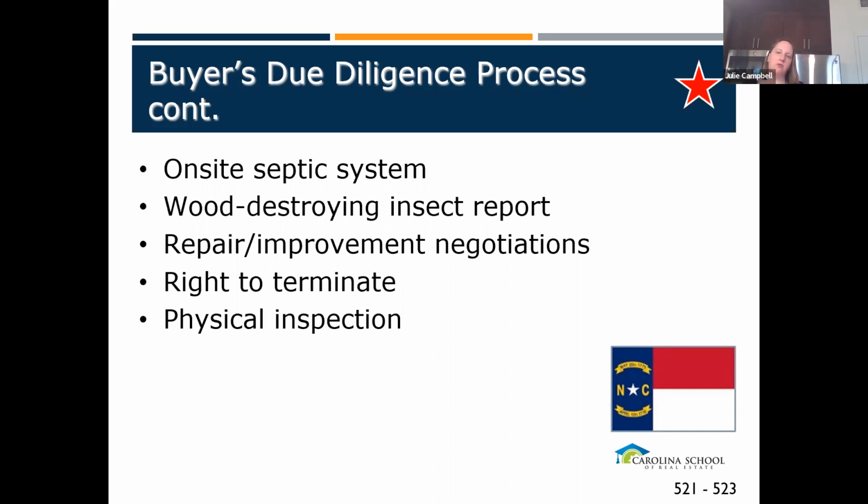Wood destroying insect report is what we've been referring to as the pest inspection. We say it's a pest inspection, but specifically they're looking for pests that destroy wood: termites, carpenter bees, powder post beetles. Your home inspector and your pest inspector will look for evidence of other pests, and if they see some, of course, they'll let you know. But the pest inspection that we refer to is particularly looking at wood destroying insects.